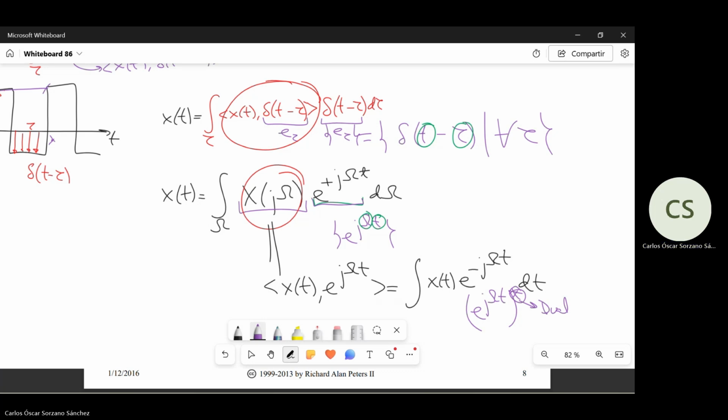So my vector is some Fourier coefficient times my basis. This Fourier coefficient is an inner product, and this inner product has to be with the dual of the basis. For Euclidean space, the dual of the basis is itself, but in general it is not. And for the delta functions, it is also itself. Okay, so this is very nice.